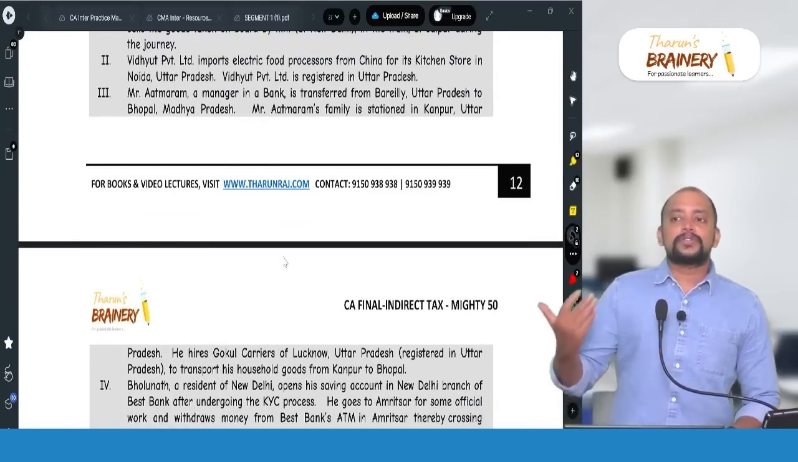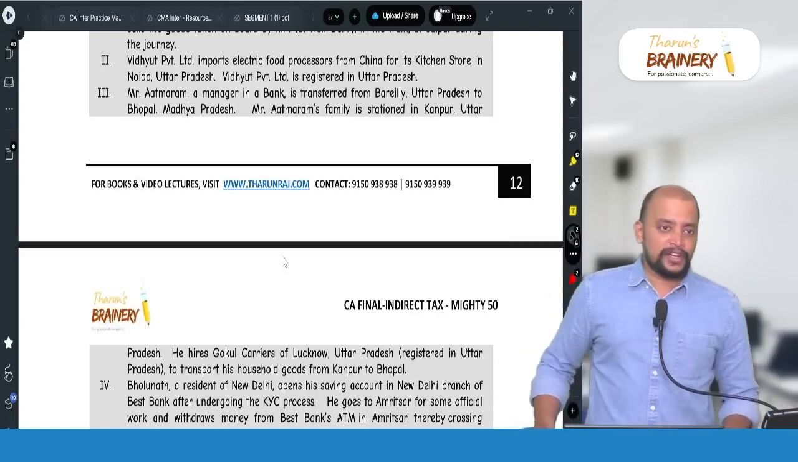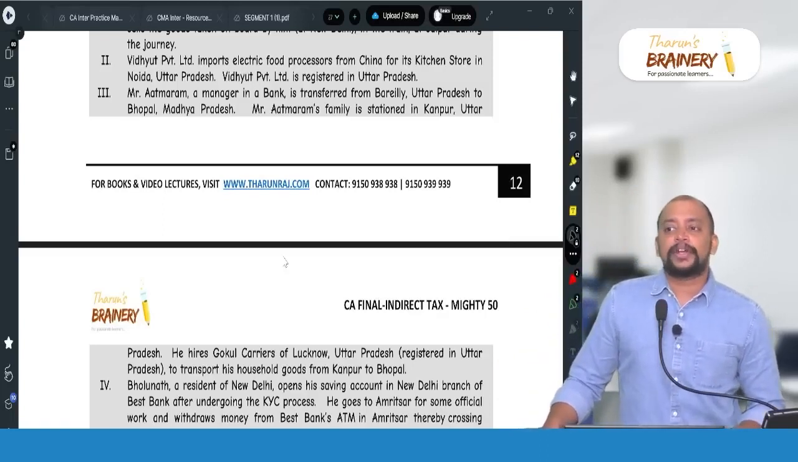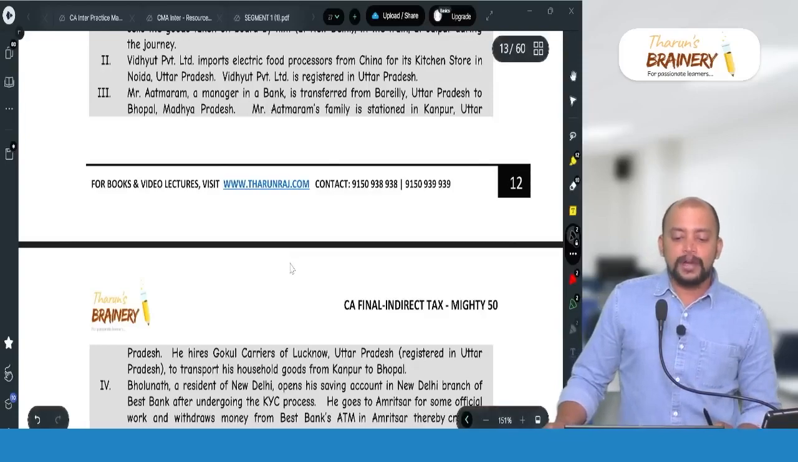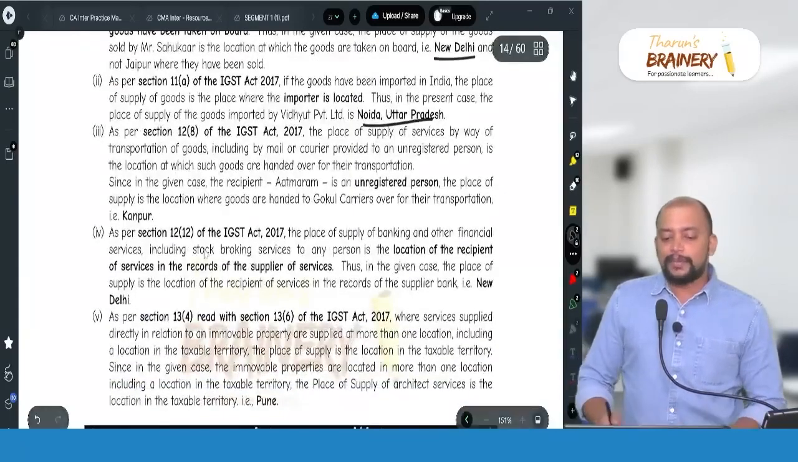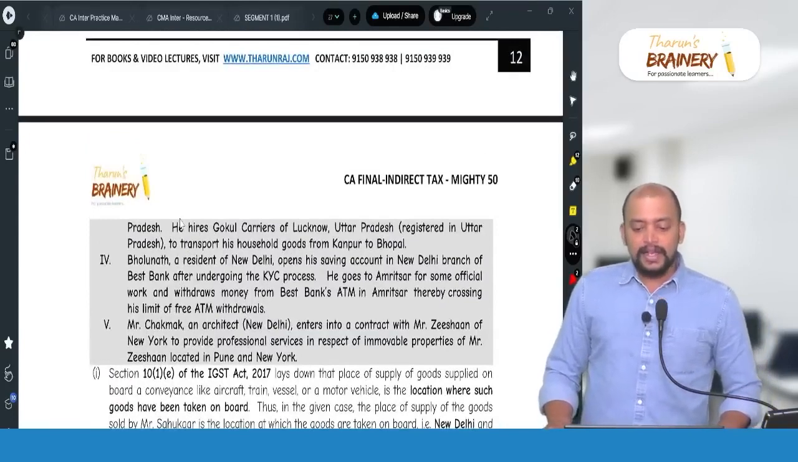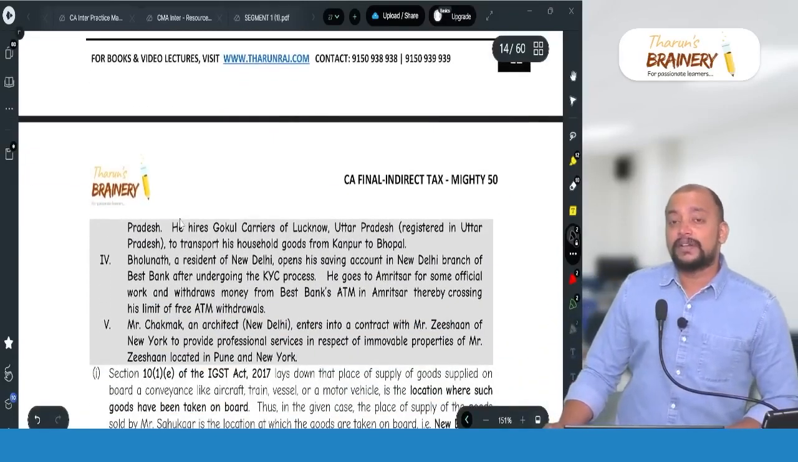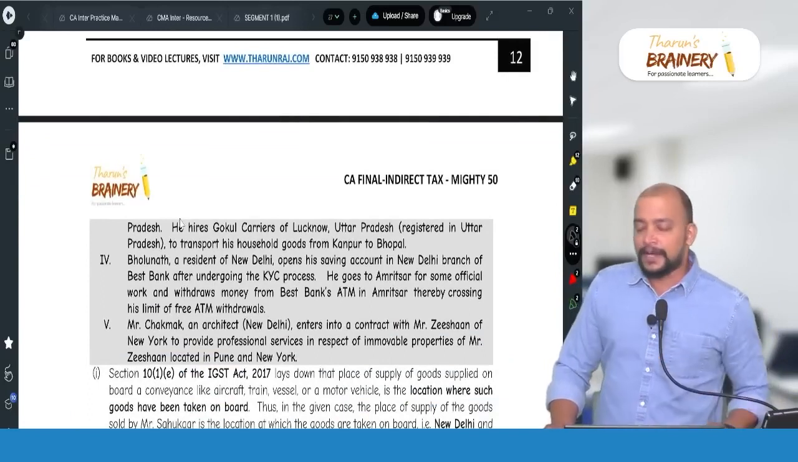If it is India to outside India, always the ending point of the goods. In other cases, B2B location of recipient, B2C starting point of the goods. So, where is the starting point of the goods? To transport his household goods from Kanpur to Bhopal, so Kanpur, Uttar Pradesh will be taken as the place of supply. Then, of course, we need to check whether it is section 12 or 13. First, we need to check that. It is 12 only because everyone is in India.